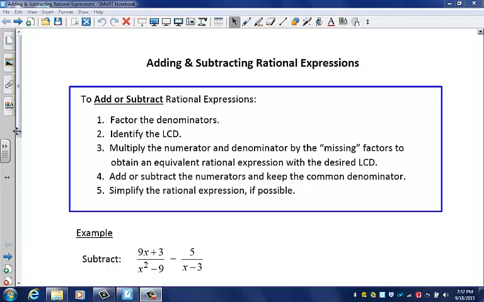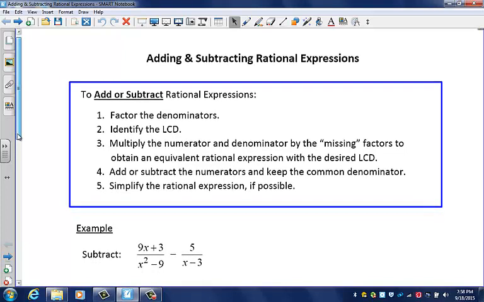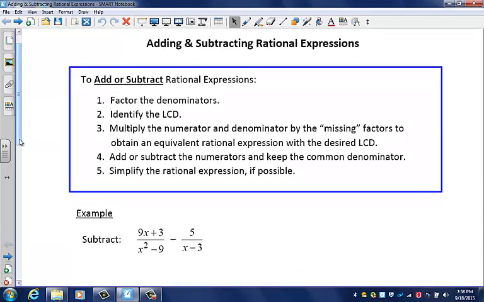All right, let's do some adding and subtracting of rational expressions. Specifically, the example we're going to do is subtracting. If you recall how to add just regular old fractions, we pretty much follow the same rules. We have a couple extra steps because we're dealing with polynomials rather than just numbers.